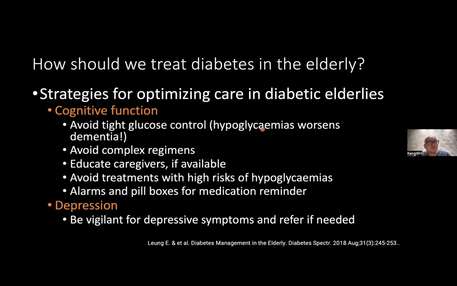So for cognitive function, you will want to avoid very, very tight glucose control. So do not aim for A1Cs of 6% or 6.5 if possible. And we have known from previous studies that very, very strict control actually worsens the outcome, especially the cardiovascular outcome. So if the A1C is too low and they get hypos, there's a higher risk of getting arrhythmias and heart attacks. And in elderlies, hypos will worsen dementia.